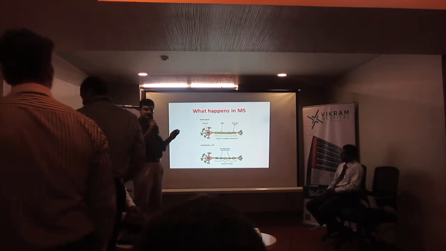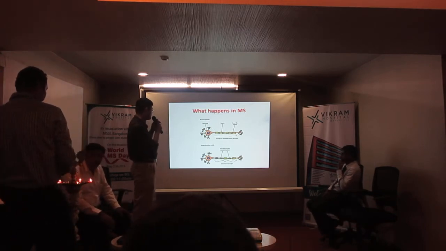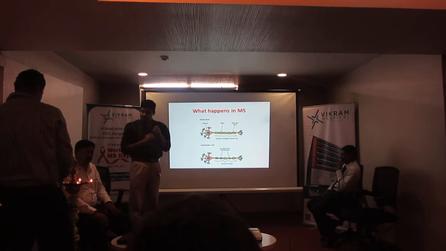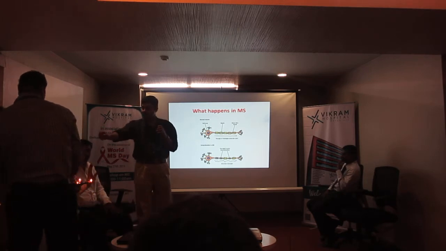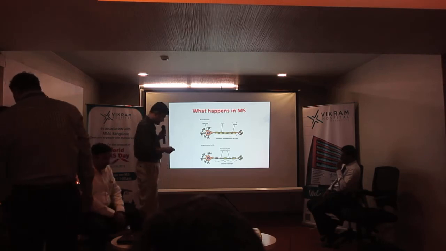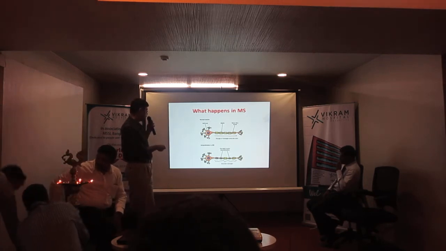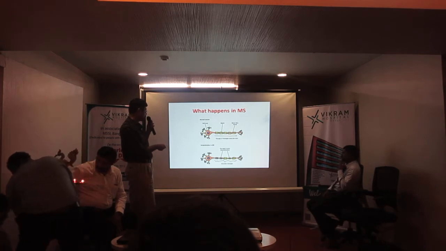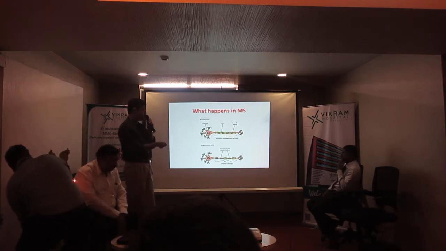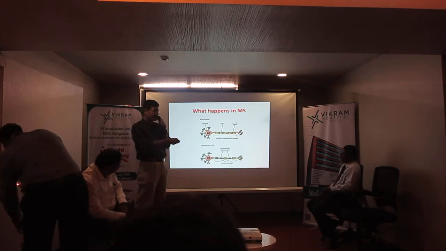So this is a schematic representation of what exactly happens in MS. It's just a very simple representation. So this is the normal neuron, where you have the cell body and you have the axon. Cell body is the place that receives all the impulses, and the axon is the part of the nerve that transmits the impulses on to the next nerve.